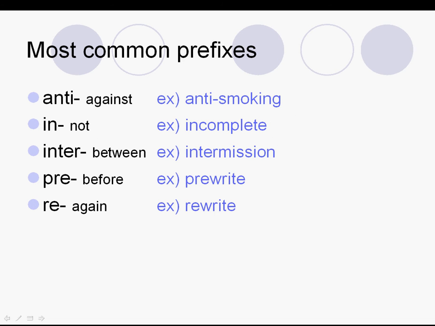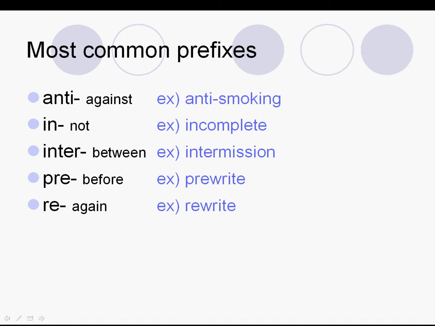These are some examples of common prefixes. Anti means against, as in, teachers are often anti-smoking. They are against smoking. In, which means not, as in, this lesson is incomplete. It is not completed. Inter, which means between, as in, the intermission is in between the two acts of the play. It is in the middle of the play.